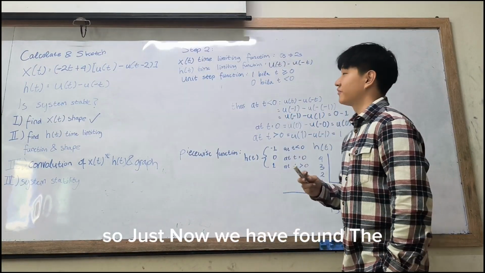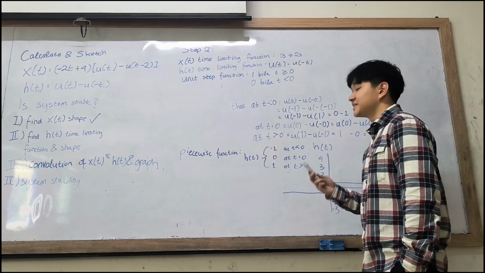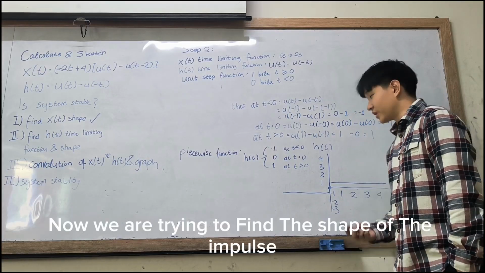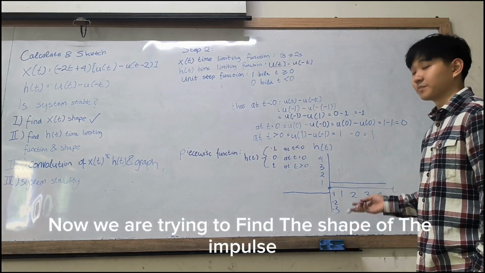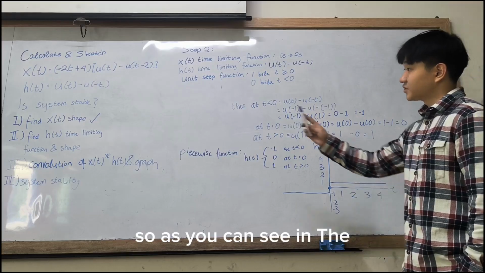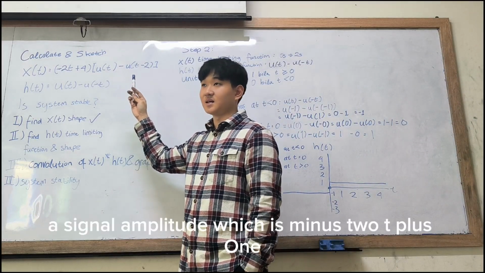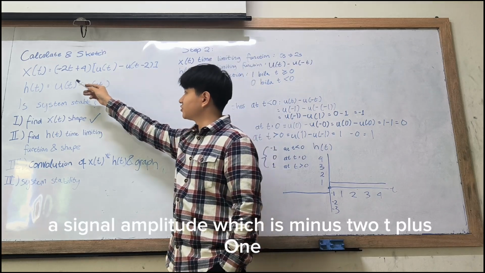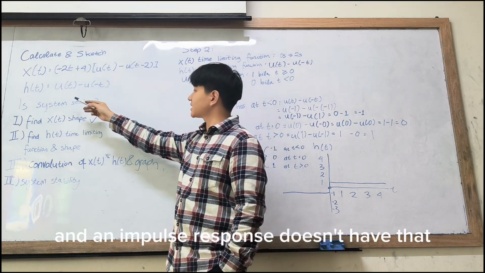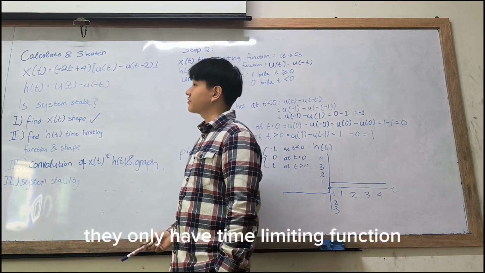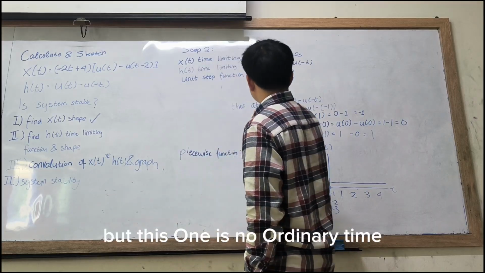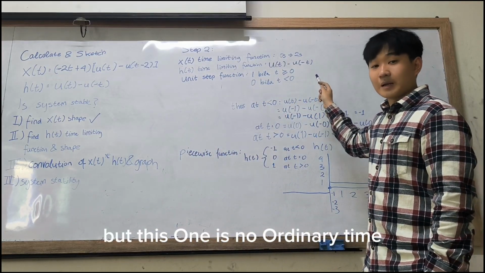So just now we have found the shape of the input signal. Now we are trying to find the shape of the impulse response. As you can see, the input signal has a signal amplitude, which is minus 2t plus 4. And an impulse response doesn't have that. They only have a time limiting function. But this one is no ordinary time limiting function.